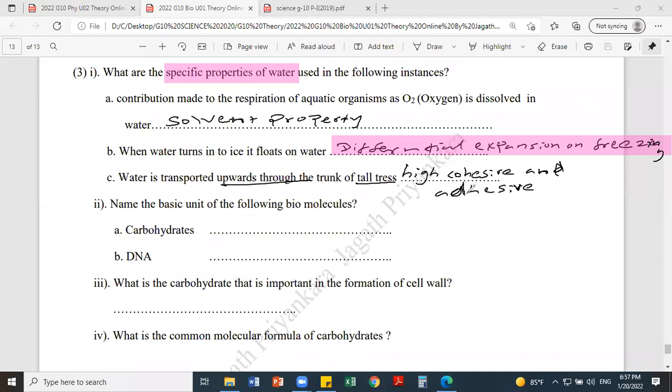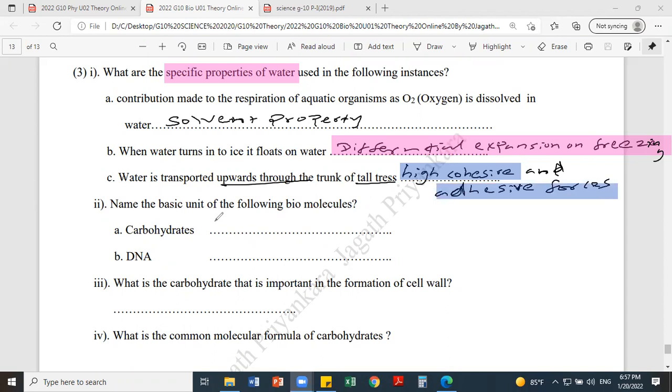High cohesive and adhesive forces. Otherwise, the water column breaks. Water molecules are attracted to each other because of cohesive forces. High cohesive water molecule attraction. Water molecules and the stem, the xylem, those tubes, attract by adhesive forces. Okay, so both help water climb upwards without any break, without any gap.